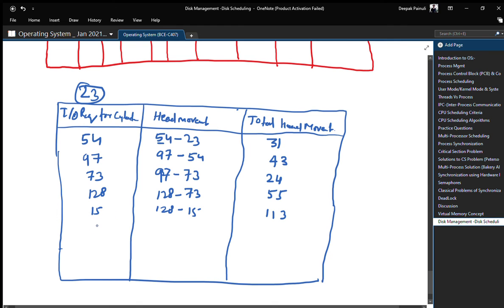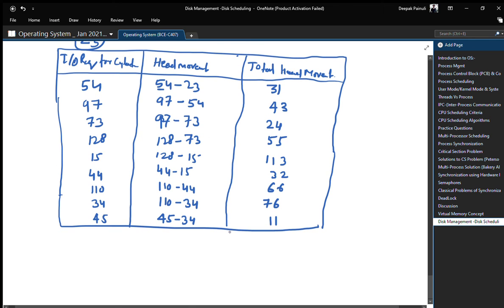Okay, next is the request for 44. Currently head is at 15. 44 minus 15 equals 29. Next movement is 44 to 110. So 110 minus 44 equals 66. And next request is for 34. So 110 minus 34 equals 76. And last request is for 45. Let me write the bigger number first. 45 minus 34 equals 11.